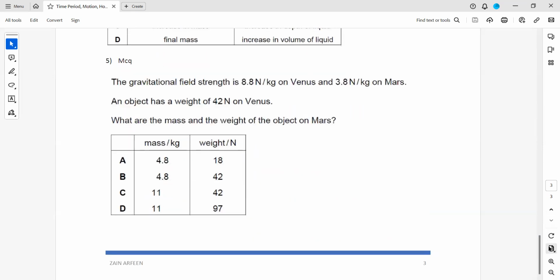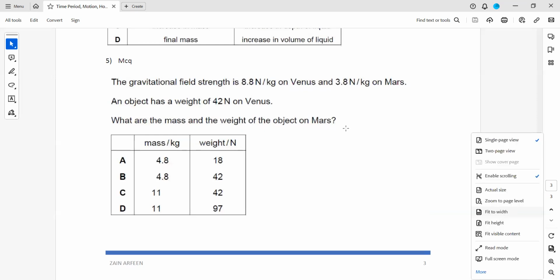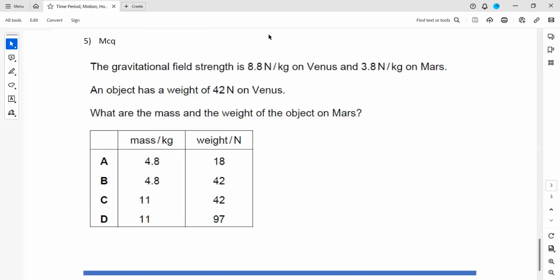In question 5, the gravitational field strength is 8.8 for Venus and 3.8 for Mars. An object has a weight of 42 newtons on Venus. What are the mass and the weight of the object on Mars?